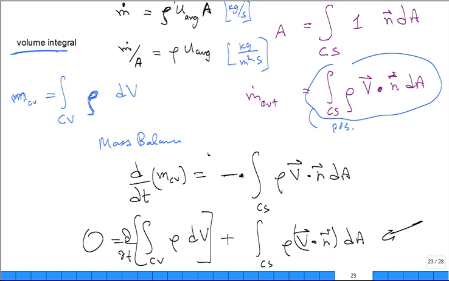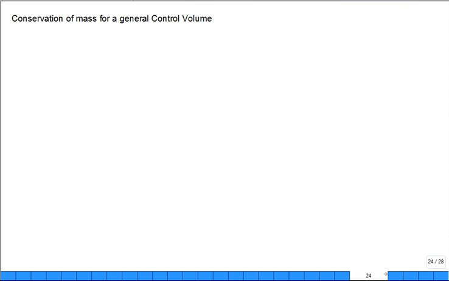Okay? All right. Not to be outdone, if you master the mass balance in a general way, what do you think you can do next? You can do an energy balance for a control volume.